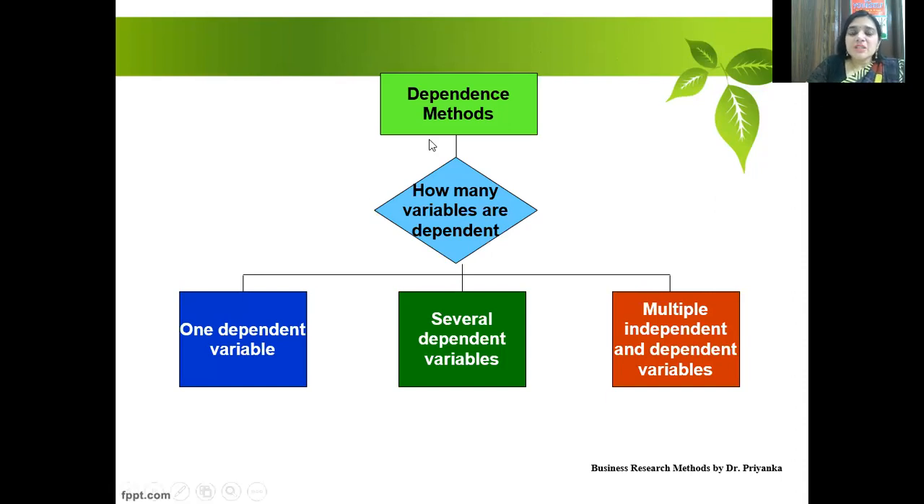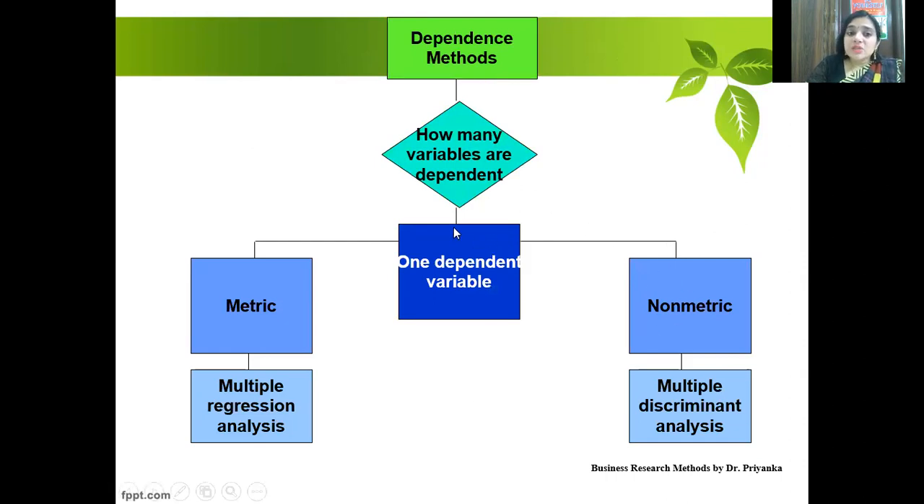Then dependence methods can also be divided further by how many variables are dependent: only one dependent variable, several dependent variables, or multiple dependent and independent variables. On that also, we can bifurcate these analyses, right? If there is only one dependent variable, then it depends on whether the data is metric or non-metric. For metric data with just one dependent variable, it would be multiple regression analysis. And with only one dependent variable and non-metric data, it is multiple discriminant analysis.